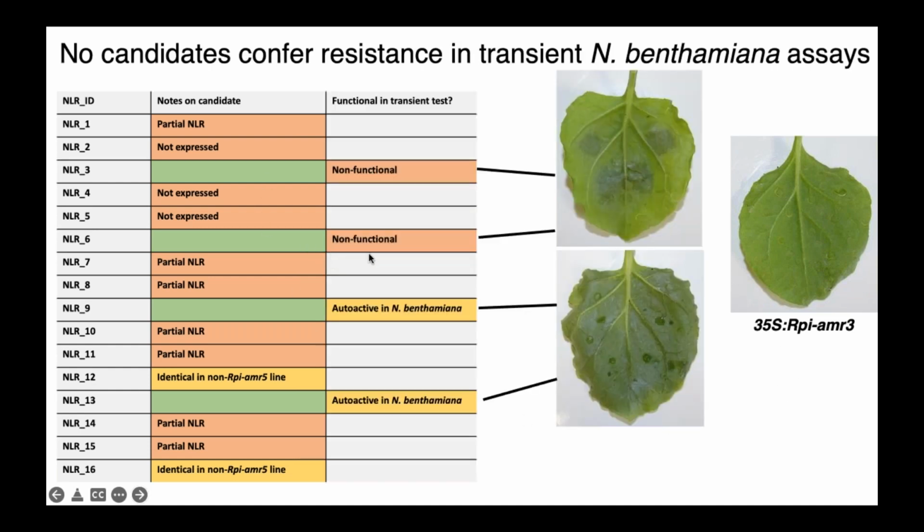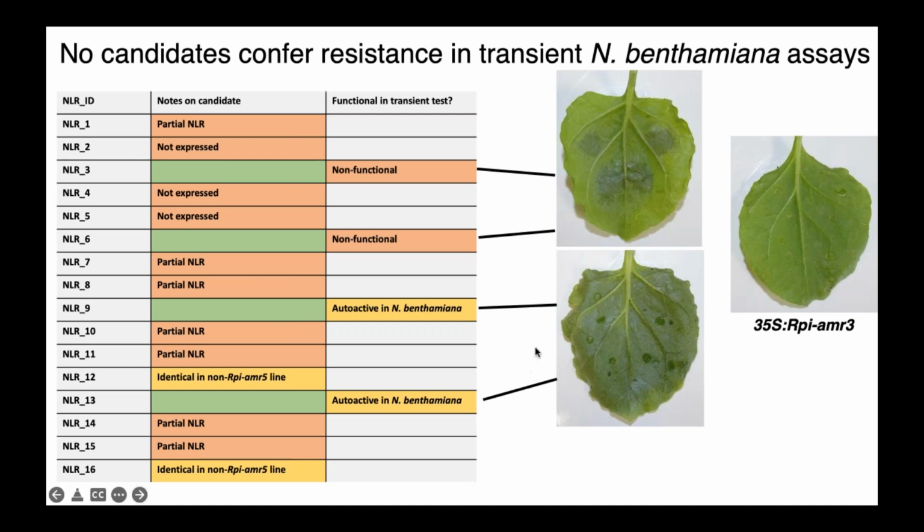However, we see a completely different result for most of them. So for NLR3 and NLR6, we see no function in conferring resistance in these assays. In fact, we see pathogen growth spreading from the inoculation points. And for NLR9 and NLR13, we see this wilted phenotype across the whole leaf. And this is not due to infection. This is in fact due to autoactivity of the NLR in Nicotiana.